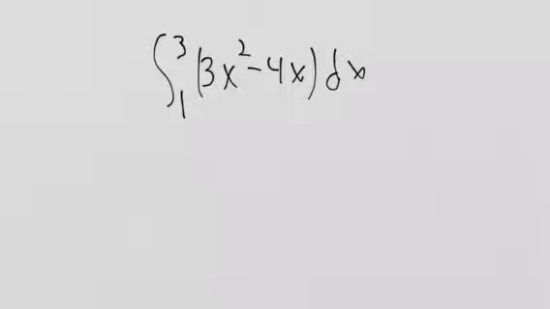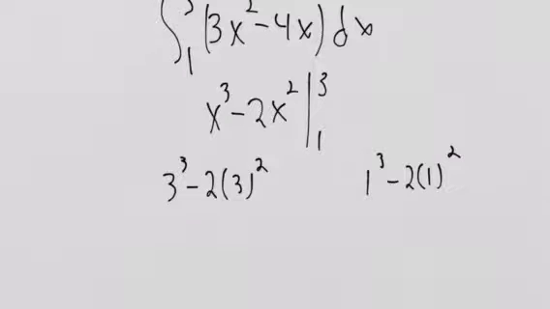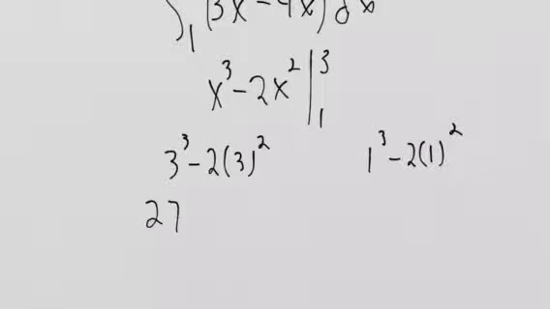Integral from 1 to 3 of 3x squared minus 4x. So reverse power rule, we get x cubed minus 2x squared evaluated from 1 to 3. So we have 3 cubed minus 2 times 3 squared. And then we have 1 cubed minus 2 times 1 squared. 3 cubed is 27. 2 times 3 squared is 18. That's going to give us 9.